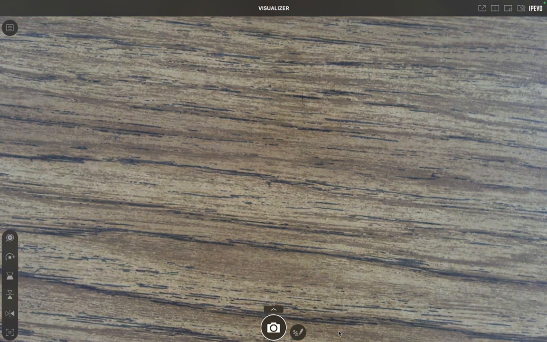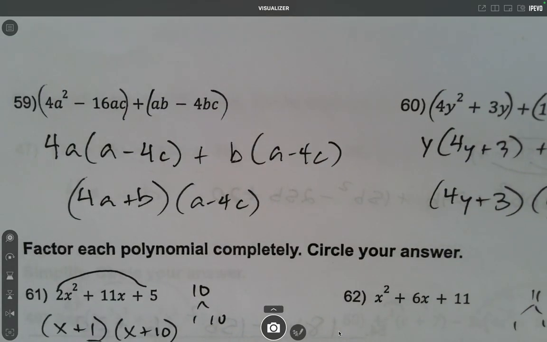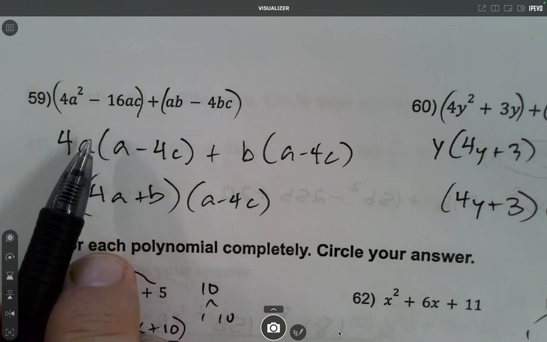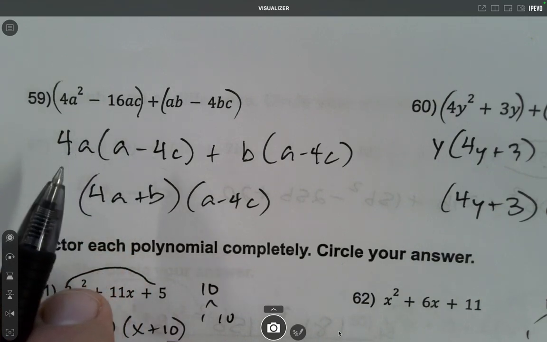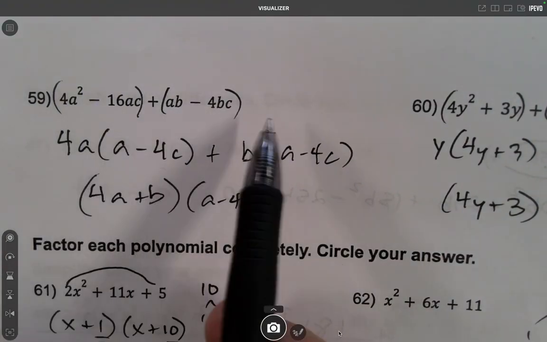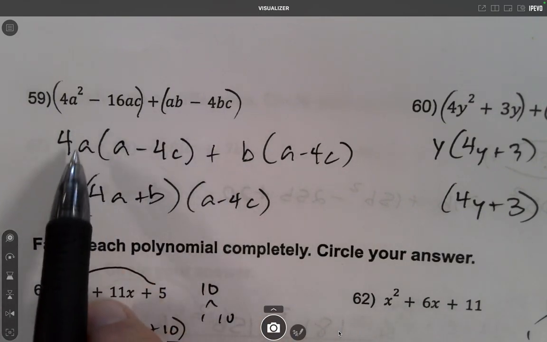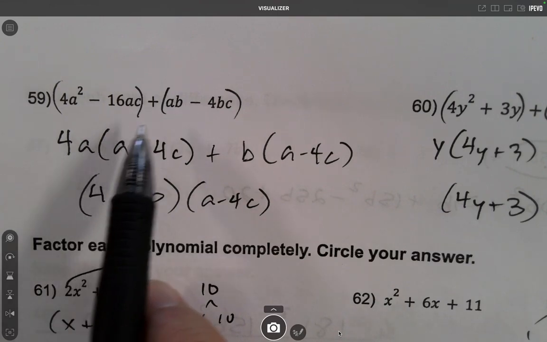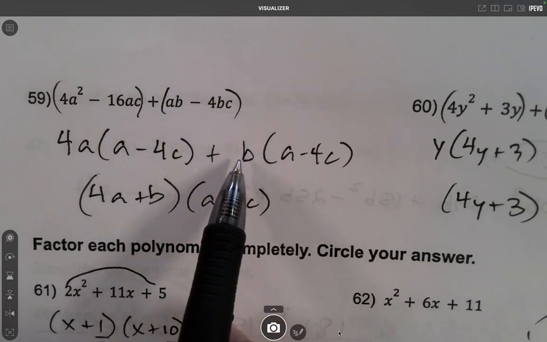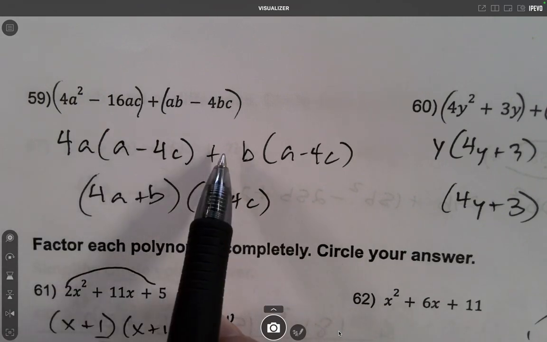Okay, last page for this video. 59 and 60 are the same process. So you're welcome to pause and look at it, or look at the written key that's on here, but I'll just briefly make sure you see 4 terms, put them in pairs, pull out what the first pair has in common, which in this case is 4a, pull out what the second pair has in common, which in this case is only b. Then you have a minus 4c and 4a plus b.